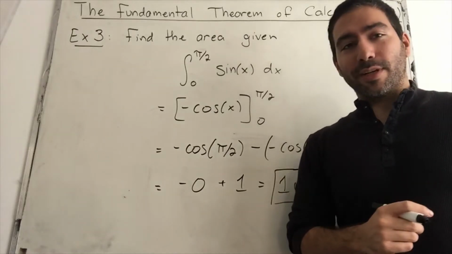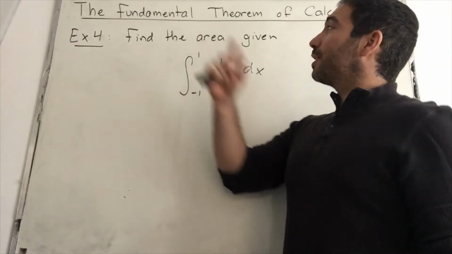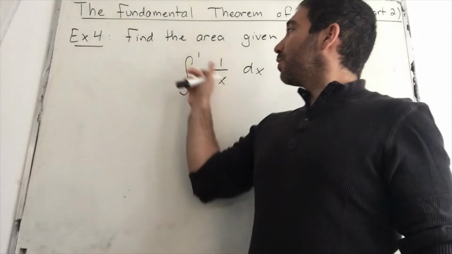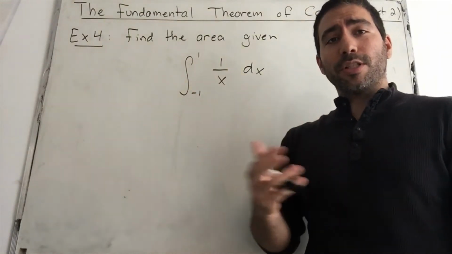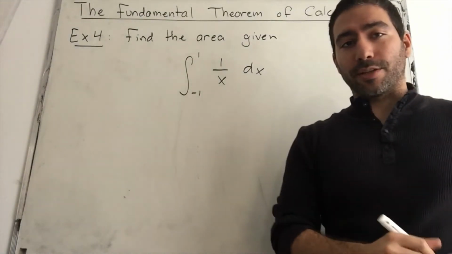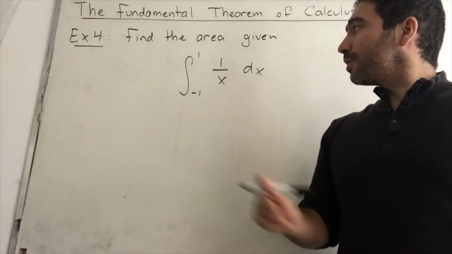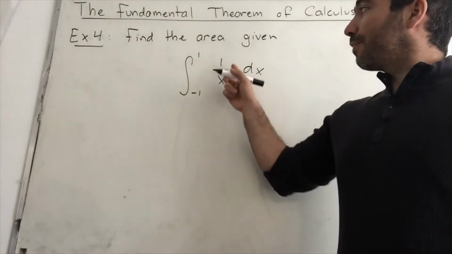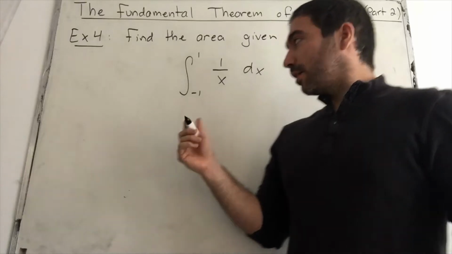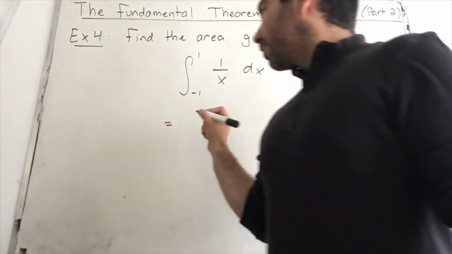Okay, let's keep going. So in this next example over here, it says to find the area given the integral from -1 to 1 of 1 over x dx. So pause the video, give it a shot, see if you get the same answer as I do. So first things first, we integrate. So we have to remember the antiderivative of 1 over x. This is equal to, if you thought of using the power rule, then that's wrong.